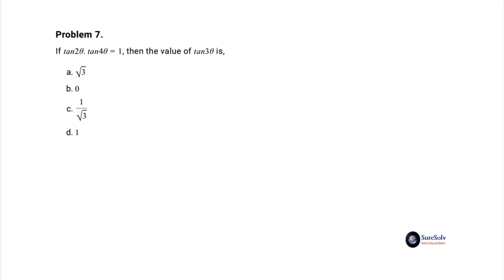Question 7 is, if tan 2 theta multiplied by tan 4 theta equal to 1, then the value of tan 3 theta is option A root 3, option B 0, option C 1 by root 3 and option D 1. We will find the actual value of the angle itself using complementary angle trigonometric function relations. We have tan 2 theta multiplied by tan 4 theta equal to 1 or tan 2 theta equal to 1 by tan 4 theta equal to cot 4 theta.